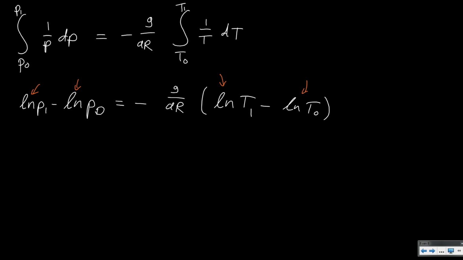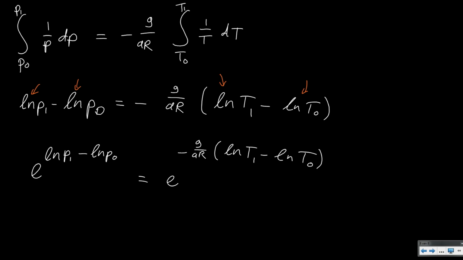In this case, by using e and raising it to the power of this equation. So this means we get e to the power ln p1 minus ln p0 equals e to the power, and then the whole right side of the equation, g divided by aR, minus the logarithms for temperature.